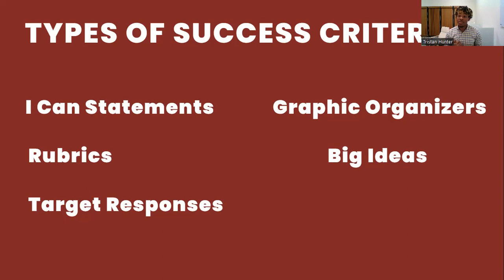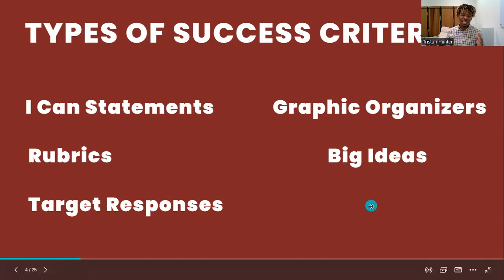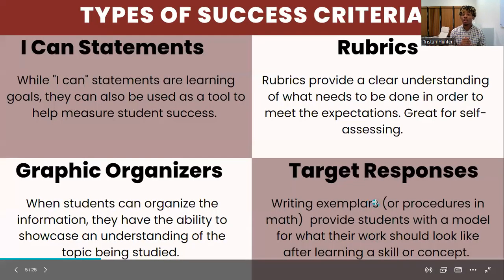In the same way, rubrics can be used as well. And so are target responses. Remember, your target responses are either your constructive responses in your English and history and humanities-based classes, or your procedures or your steps that you're taking inside of like your math, science, STEM-based classes. Graphic organizers are also another form of success criteria. And alongside that, this concept of big ideas, right? So students being able to look at a lesson and say, these are the overarching ideas that I could take away from it. Now, I want to spend some time unpacking these just a little bit more.